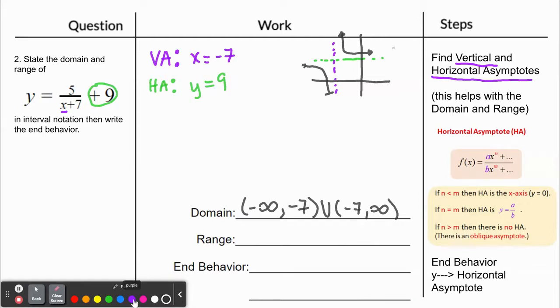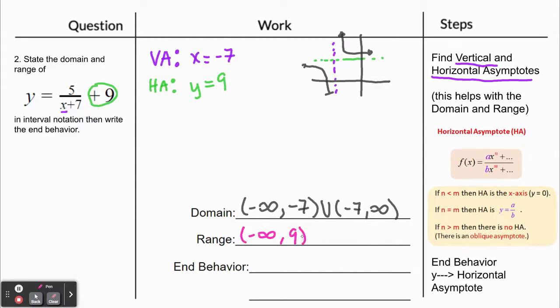Our range here is talking about the y value. So it goes from -infinity, goes all the way up to 9, but never touches it, and then goes on forever to the left. And then in this case here, it goes from 9 all the way up to infinity. So we use this little u to represent union, because we're using both of these. And now my domain and range are all done.